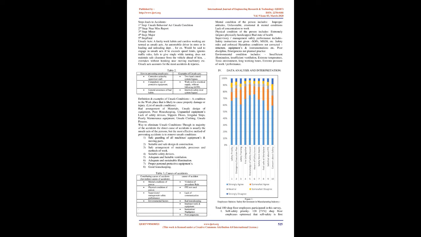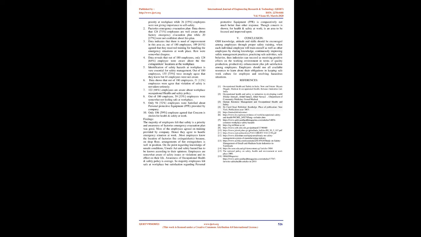Mental condition of the person includes improper attitudes, unfavorable emotional and mental conditions, lack of concentration on work. Physical condition of the person includes extreme fatigue, physical handicap, bad state of health. Supervisory or management safety performance includes safety instructions not given, SOPs, MSDS, etc. Safety rules not enforced, hazardous conditions not corrected, structure, equipment and instrumentation, etc. Poor discipline, emergencies not planned, practice.